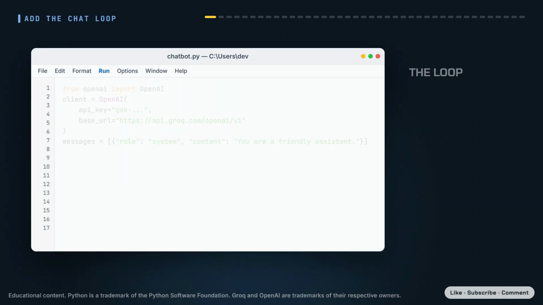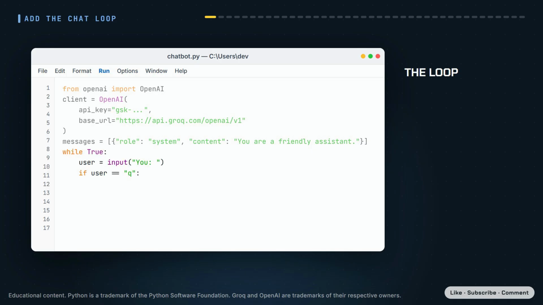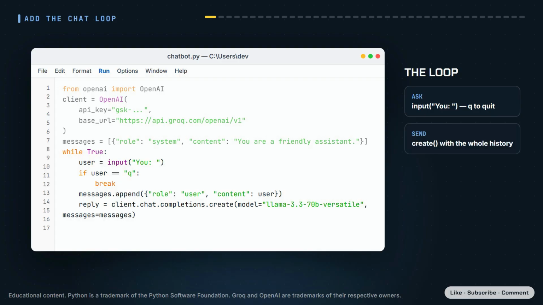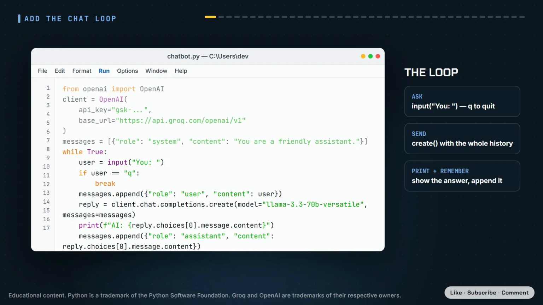One question is nice. A conversation is better. Add a loop. While True, ask the user with input. You prompt. If the user types Q, break and quit. Otherwise, append their message to the history. Send everything to the AI. Print the answer and append it too. Ask, send, print, remember. The same while True pattern you used in the rock, paper, scissors game. Now your chatbot can chat forever.